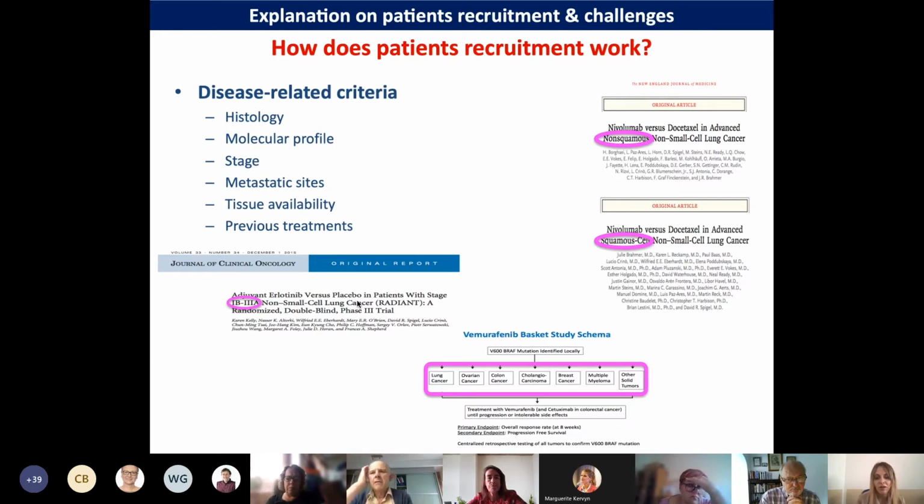When we check, on the other hand, the disease-related criteria, we focus on the disease histology, the molecular profile, the stage. We might have different stages to be enrolled, for example, in case of early stage. Metastatic sites that we do not select for the participation. Most of the times this is, for example, brain metastases are a criteria which is not always present in each protocol. The availability of tissue and the previous treatments.